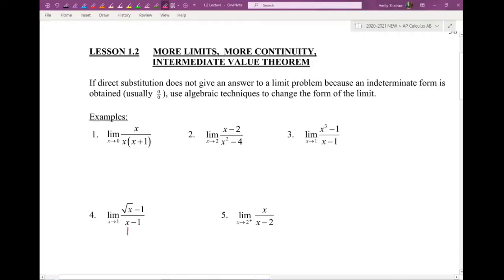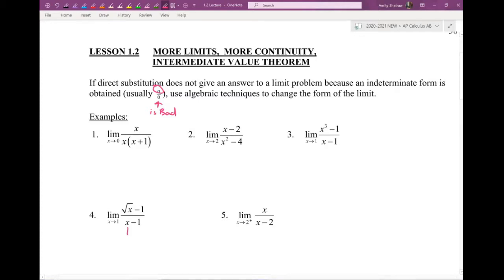Welcome to more limits and continuity, and probably in the second video, the intermediate value theorem. It says if direct substitution does not give an answer to a limit problem because an indeterminate form is obtained, which he says is usually 0 over 0, but honestly, I don't care about what's on top. What I care about is that division by 0 is bad. And it says let's use algebraic techniques to change the form of the limit.